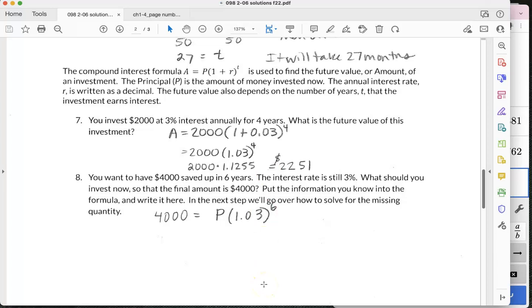That's the input version of this equation, when you're just plugging everything in and crunching out what the answer is. The next one's a little trickier. You're wanting to save up 4,000, so you're like, that's how much I need to have in 6 years. The interest rate is 3%. 6 years is your time amount, and you don't know what the starting value needs to be in order for this to happen. Put the information you know into the formula and write it here. In the next step, we'll go over how to solve for the missing quantity. So we're going to want to solve for P.